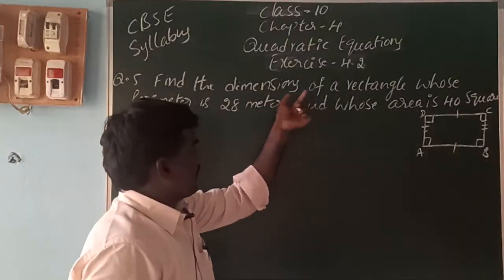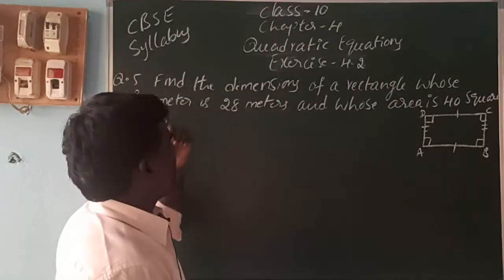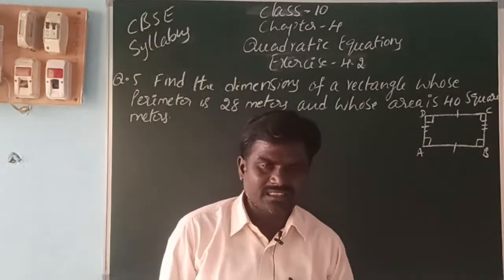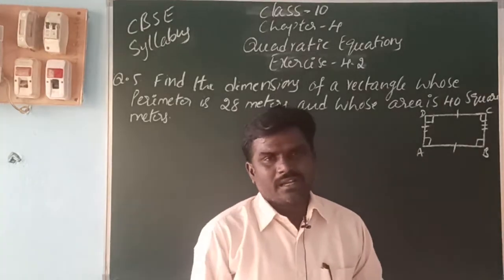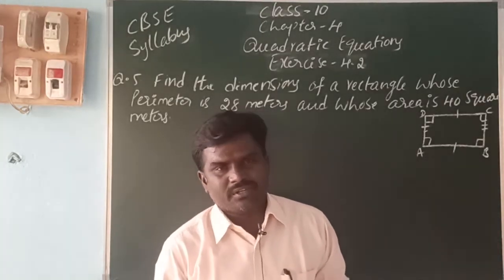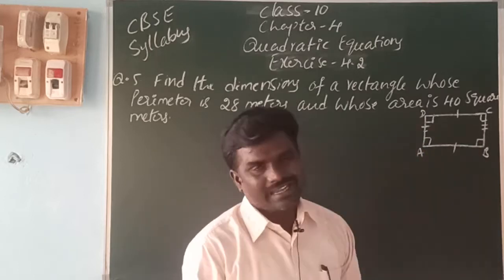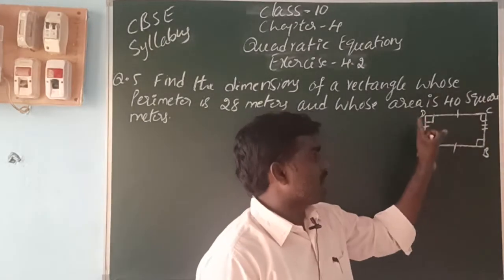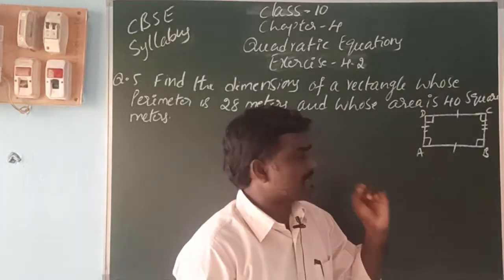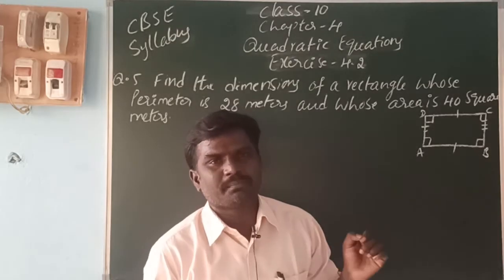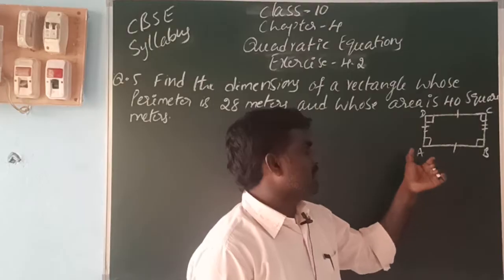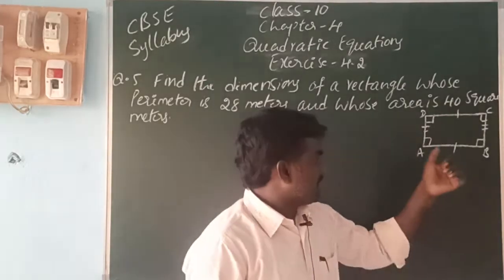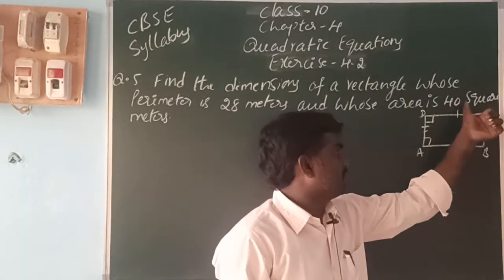Okay, here the dimensions of a rectangle whose perimeter. Perimeter means what? The length of the boundary of a closed curve is called perimeter. Here, perimeter of a rectangle. The perimeter of a rectangle means the sum of all sides of a rectangle, nothing but perimeter. That is the sum of all sides 1, 2, 3, 4.